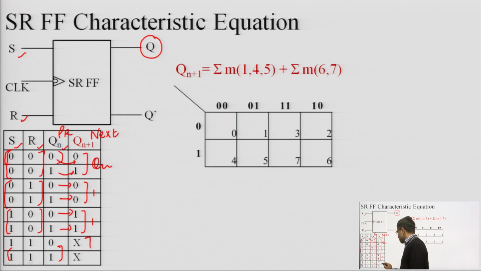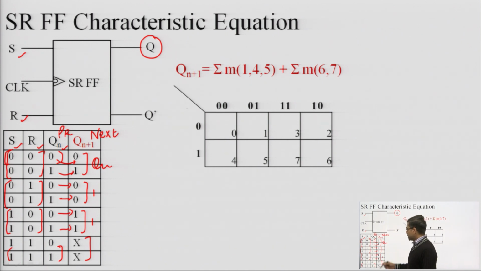In the previous case it was 0, and in this case we can mention it as Qn. And for the last 2 cases, S equal to 1 and R equal to 1, it is known that the output is invalid. So I have put a cross there for the last 2 cases. So this is the operation table, or we can say the characteristic table, of the SR flip-flop.